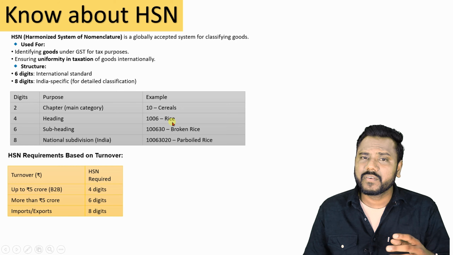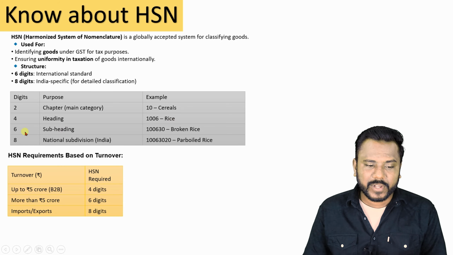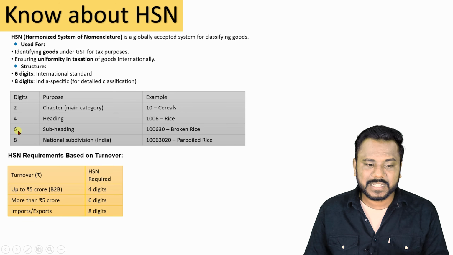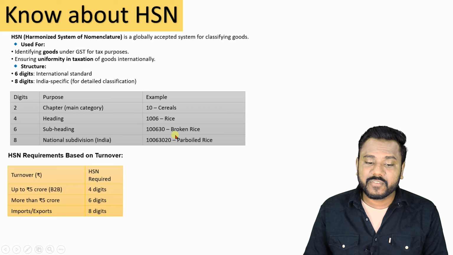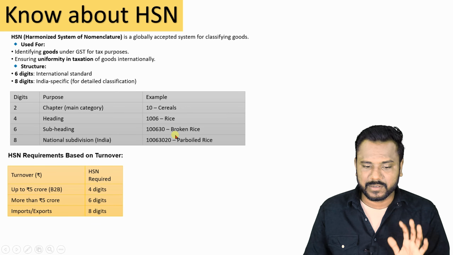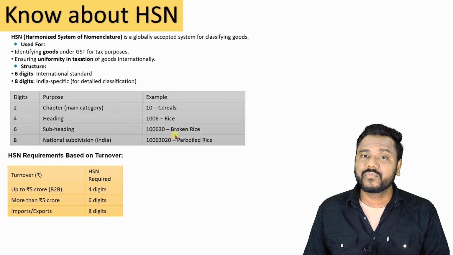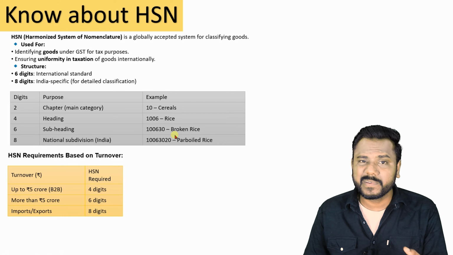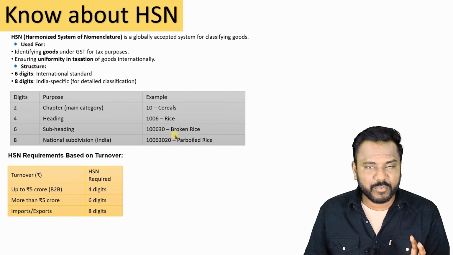Inside rice there may be many types, right? So again 6 digits, that is 2 plus 2 plus 2. This is generally known as the subheading, and it will declare the product type also. Okay, it is broken rice. For India, we need more classification. In broken rice also there may be so many types of broken rice.